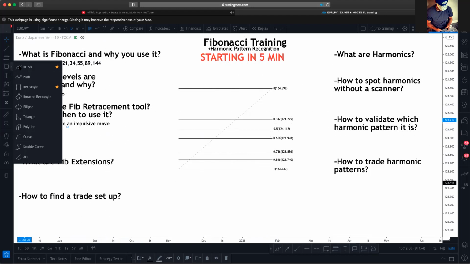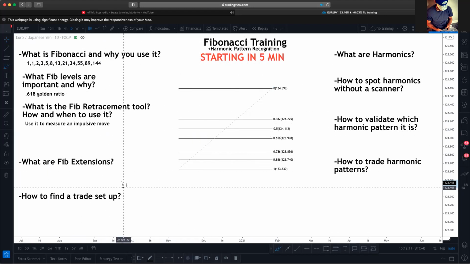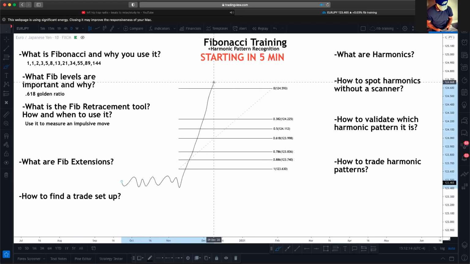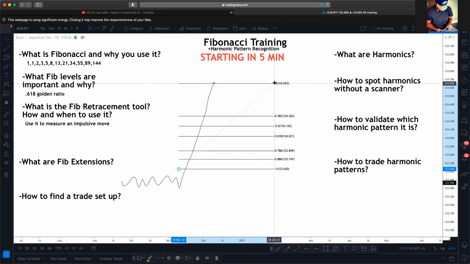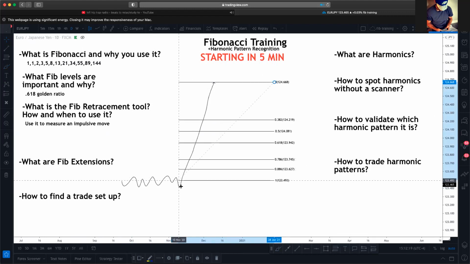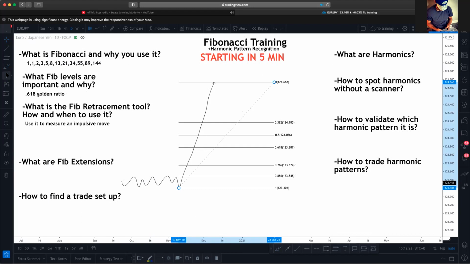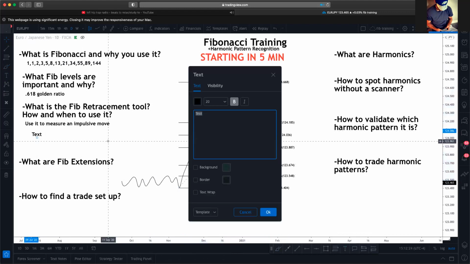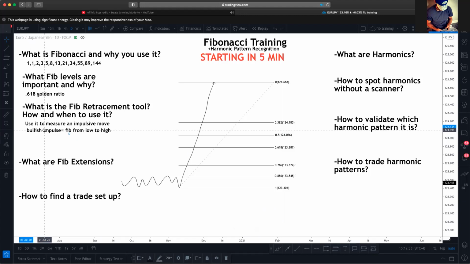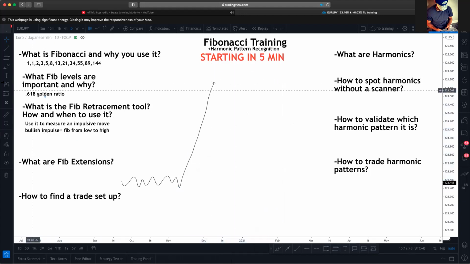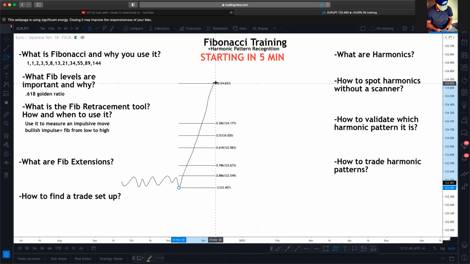And so it's going to look something like this. The market will be in a range, and then we'll see a big move to the upside. Okay. So then you bring out your fib and you take it, in this case, in a bullish impulse, equals fib from low to high. So when you see a bullish impulse, you want to grab the fib from the lowest low to the highest high.